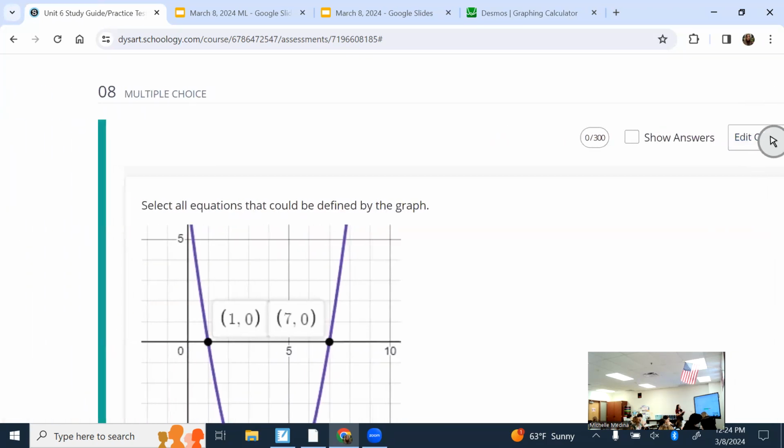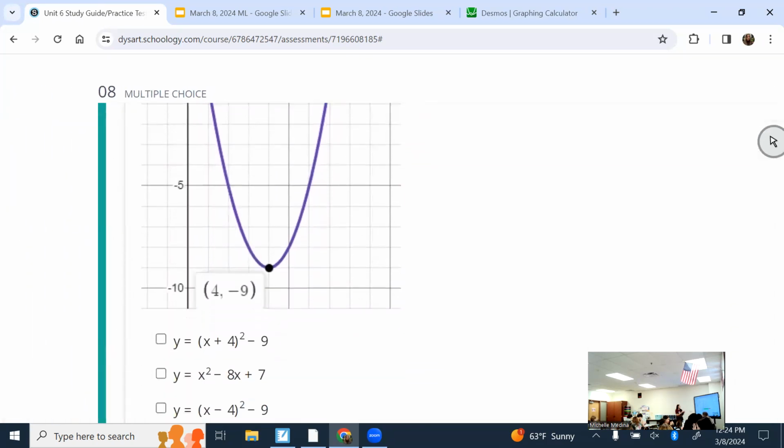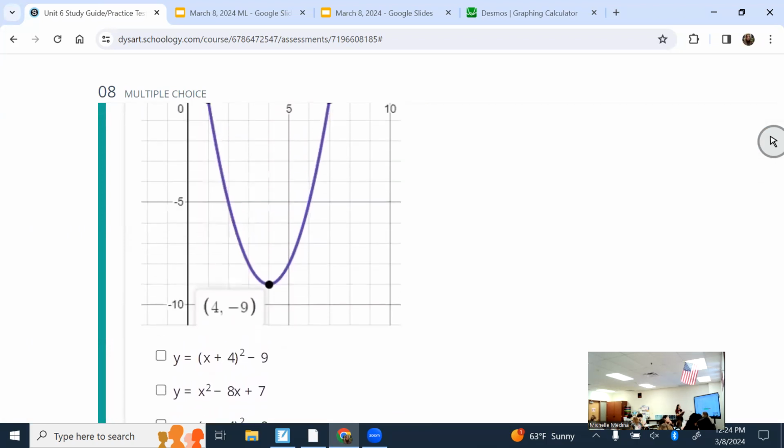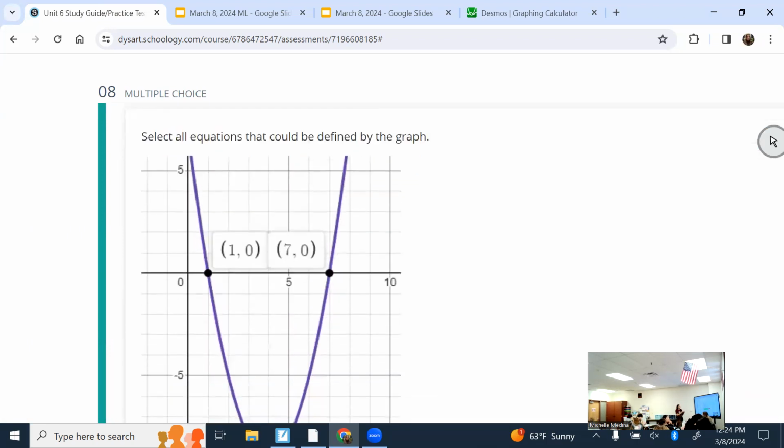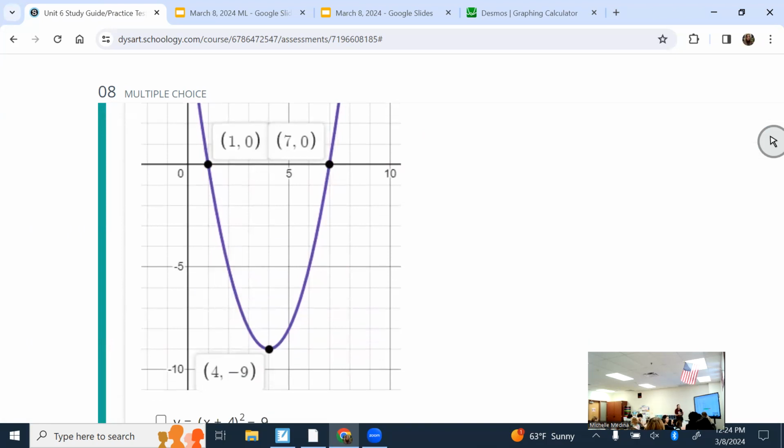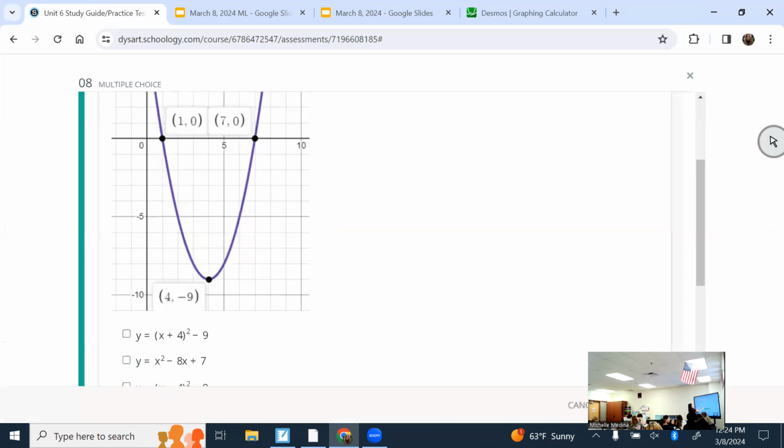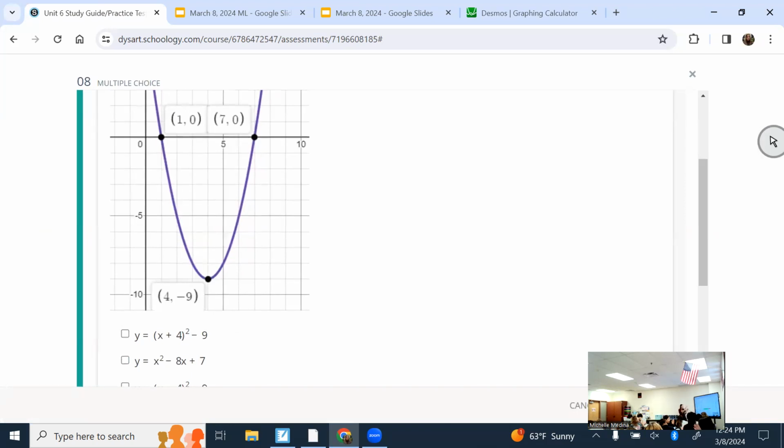So we have a graph given to us and we need to select all equations that match it. So it's kind of like our constructed response. You have to see what they're giving you. So they're giving us the x-intercepts and the vertex. Whatever you think is easier. Do you think vertex form is easier or do you think writing it in factor form is easier?